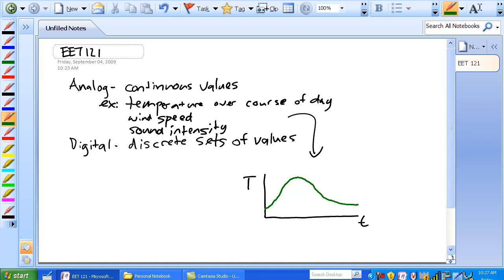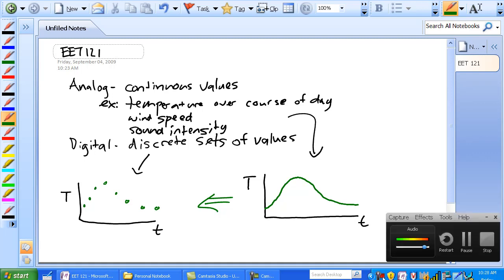Now, for the digital portion of this, if we sampled that same temperature over the course of the day, you have this temperature here at such and such a time, this temperature here at such and such a time, and it goes on. Now basically we've taken a sample of the temperature at every hour. We've converted an analog signal into something that can be digitized by representing each sampled value with a digital code.